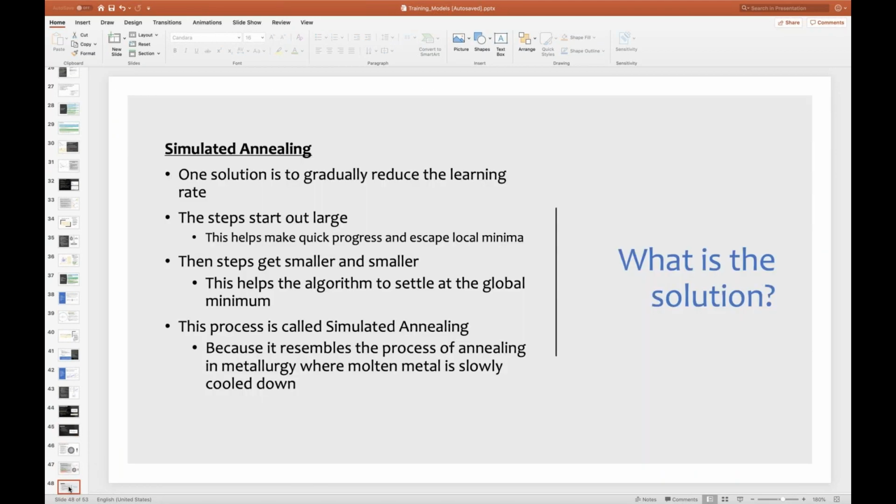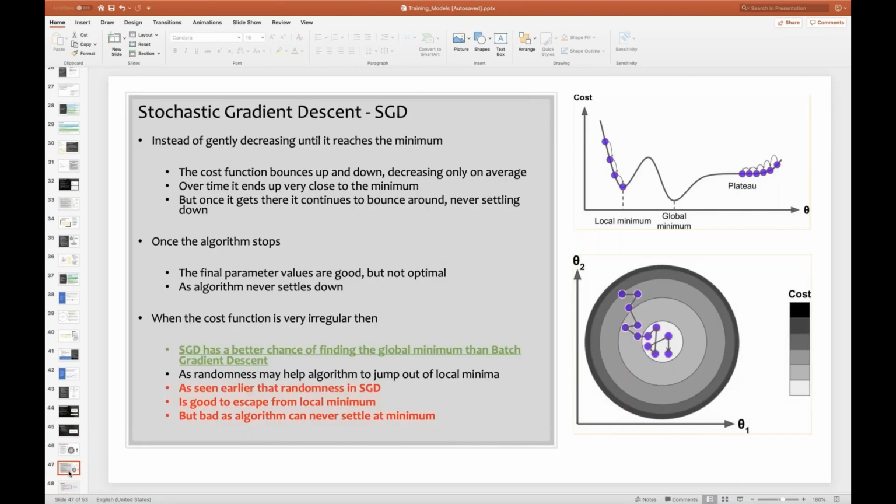That is very important. Okay, now here what happens is, look at these three red points, because of the randomness in SGD. SGD is good to escape from local minimum, but bad as the algorithm can never settle at the minimum. So SGD also has some limitations. Now, how do you solve this issue?